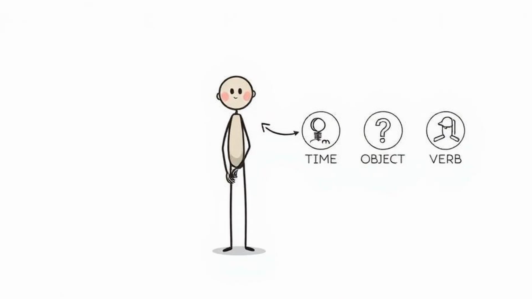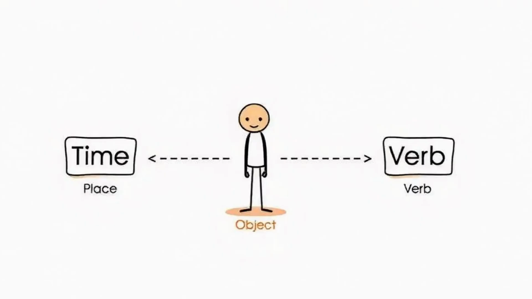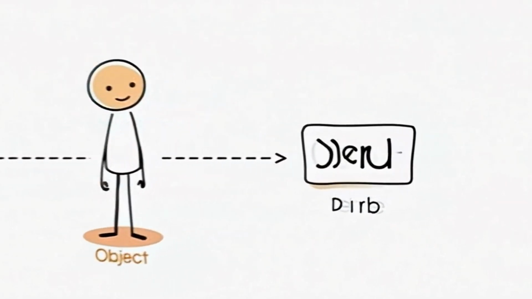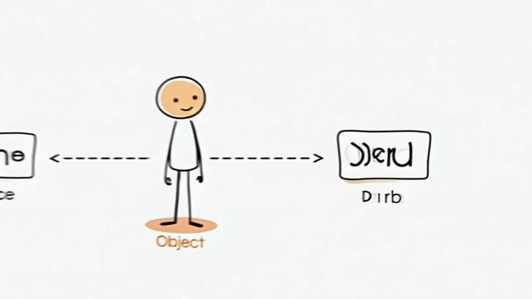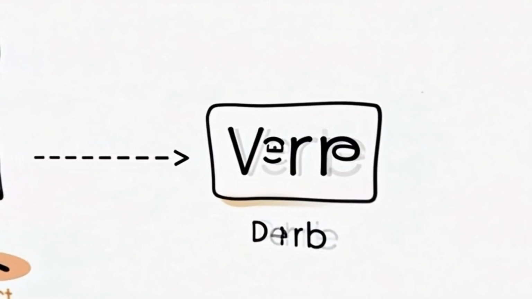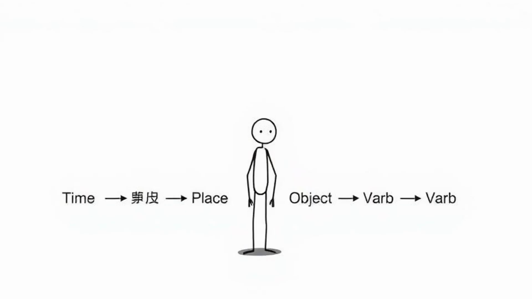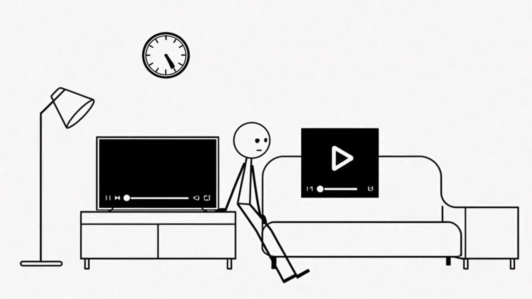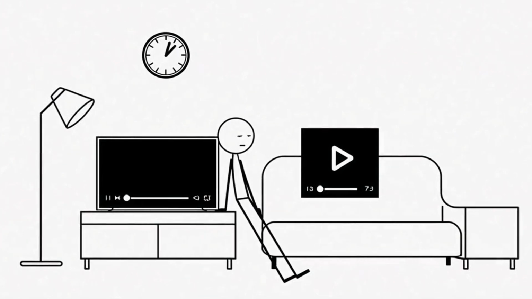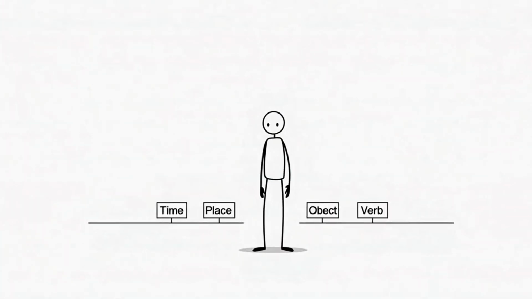Japanese operates in the exact opposite direction. It is a zoom-in approach. The camera starts wide, establishing the time and place, and then steadily focuses inward until it lands on the most critical element, the verb. Let's rebuild that same sentence, but this time following the Japanese formula. Yesterday, at home, YouTube videos watched. In natural Japanese, this becomes kinou, ie de, YouTube douga o mimashita. The structure is a predictable march from the general to the specific, always culminating in the verb.